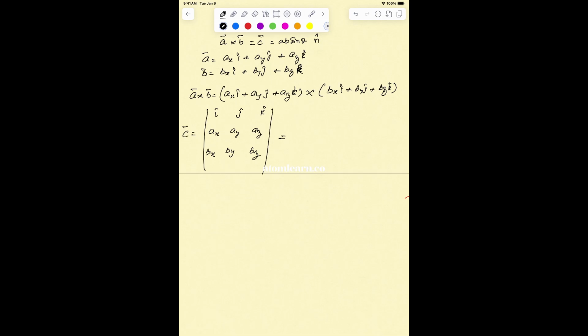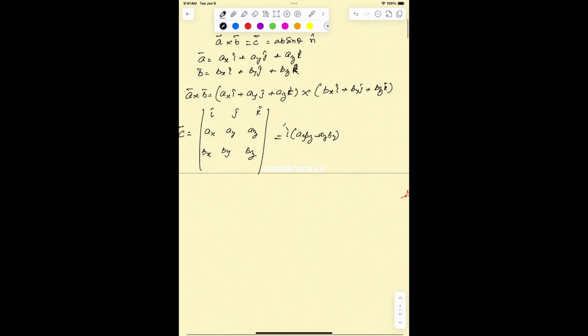Now how do you do this? i times (ay bz minus az by). Okay, you know this formula already, about how to expand the determinant. This is i cap, this is the coefficient for the i cap, plus similarly j cap. Therefore you know how to do this particular exercise. Therefore do it like this.